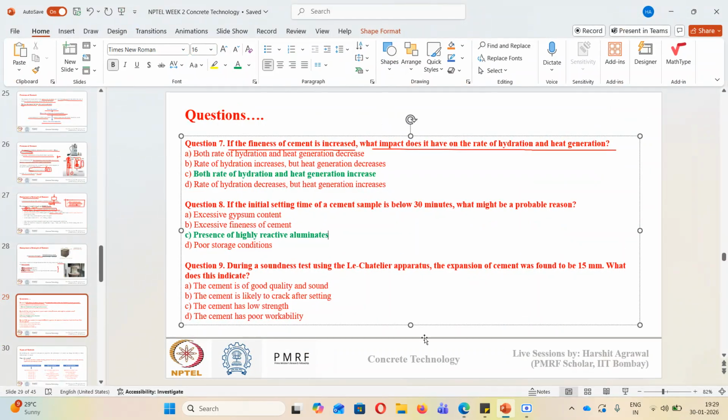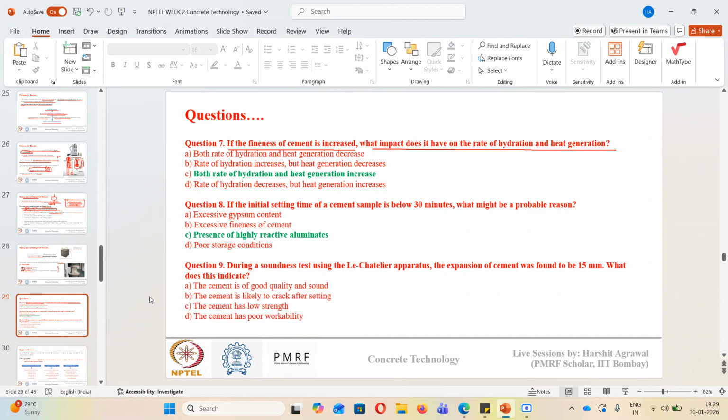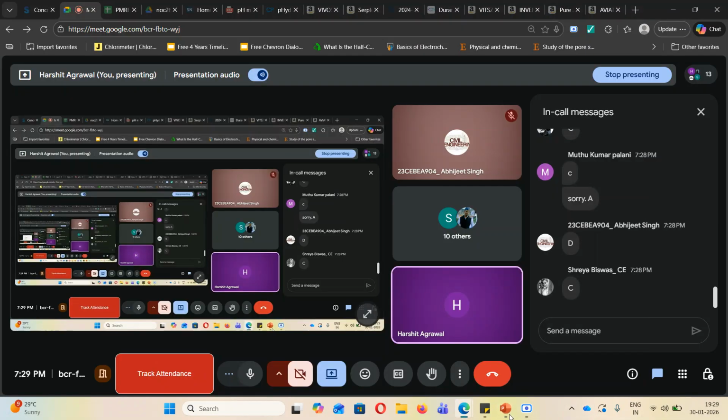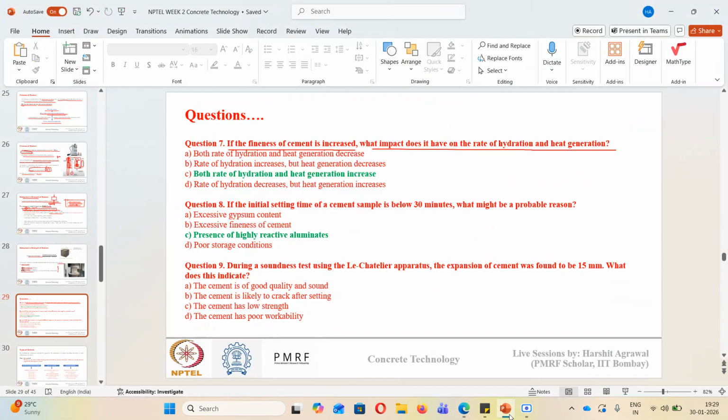Okay. Now, question number 9. During the soundness test using Le Chatelier's apparatus, the expansion of cement was found to be 15 mm. What does it indicate? Okay, if my soundness expansion is 15 mm, then what is the indication of quality of cement? Can anyone tell me the answer for question number 9?